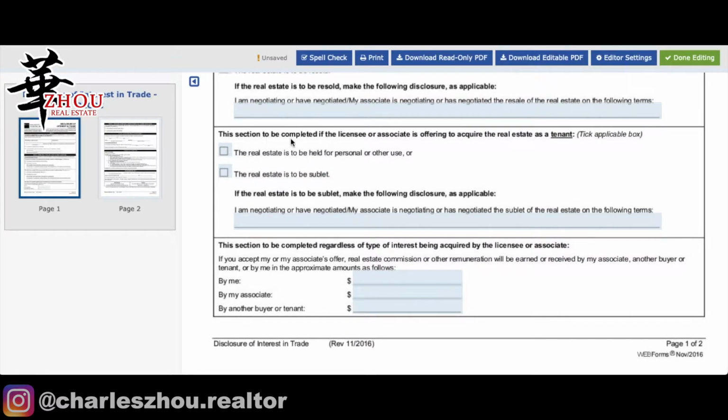This section is to be completed if the licensee or associate is offering to acquire the real estate as a tenant. So if they are the tenant, is the real estate to be held for personal or other use, or is it to be sublet? So you have to choose which purpose you're using. Most times we're not offering to acquire the real estate as a tenant, so we rarely use this section unless you live in the property as a tenant.